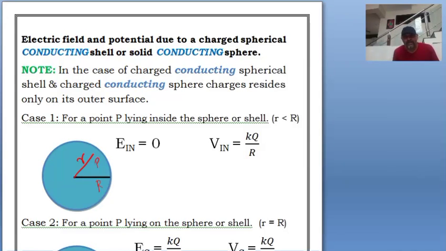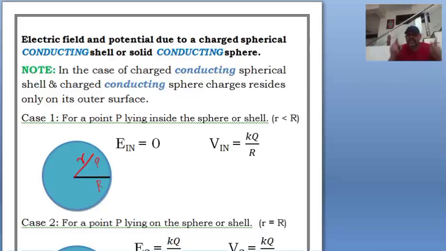Charged spherical shell or charged conducting sphere, both according to me are the same. The reason is very simple. Whether it is a charged spherical shell or a charged conducting sphere, because it is conducting, the charges will reside on the outer surface. Remember, the charges will not reside anywhere inside. The charges will reside only on the outer surface.